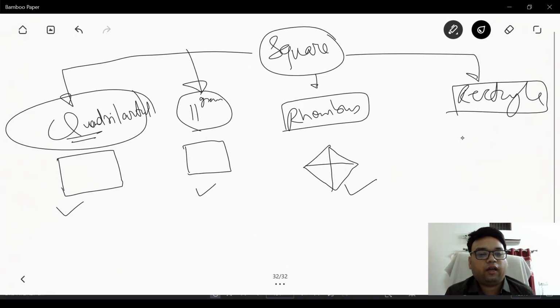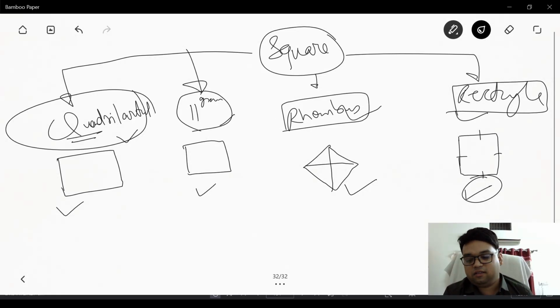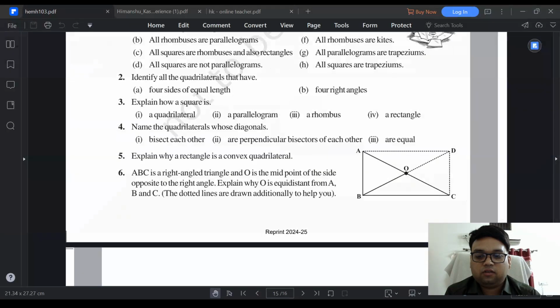In case of rectangle, two opposite sides are equal. Yes. Angles are equal. Yes. So these properties also lie in the square. So a square is a quadrilateral, parallelogram, rhombus and rectangle. So now moving forward to question number 4.